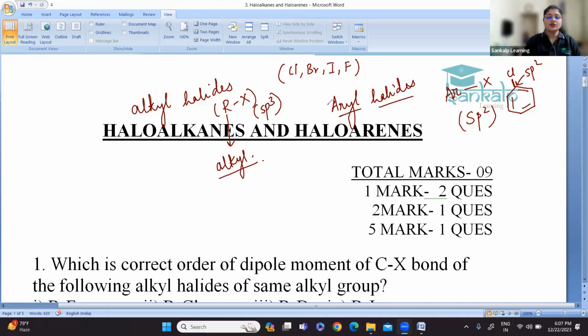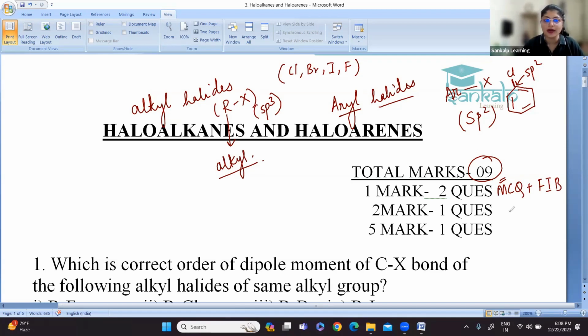Okay. Good. So this particular chapter from organic chemistry, haloalkanes and haloarenes, fetches you a total of 9 marks in your board exams. The marks are distributed as follows: 2 questions of 1 mark each, one an MCQ question and the other a fill in the blanks question. Then 1 question of 2 marks is asked.